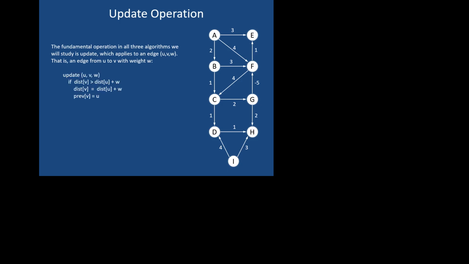So to update an edge that goes from U to V with weight W, what we do is we compare the distance to V. So there'll be a distance array and a previous array. So we compare the distance of V to the distance of U plus W. And if the distance to V is greater than distance of U plus W, we update distance and previous as shown here. The new value of distance of V becomes distance of U plus W, and the new value of previous of V becomes U. So what's the intuition behind the update operation?